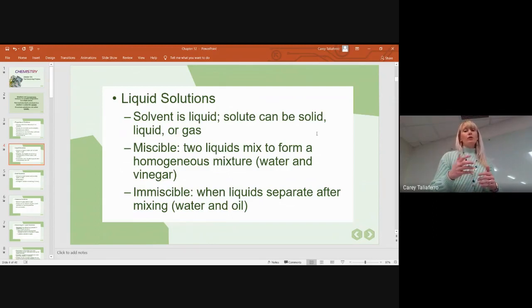But what are some examples of a solid dissolved in liquid? Well, salt water. I've been using that a lot because we can all relate to that. But sugar water is also an example.